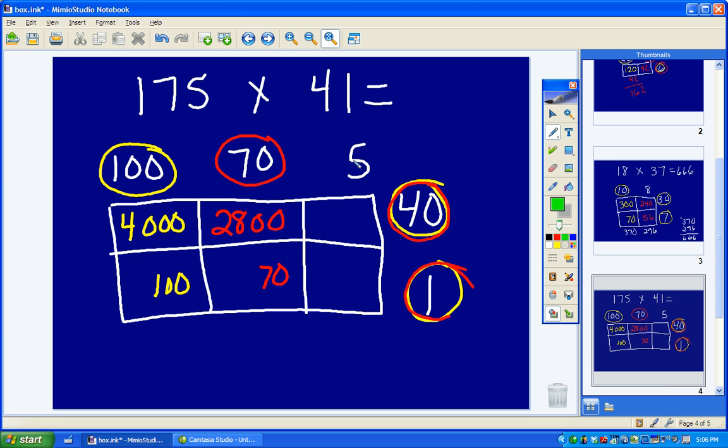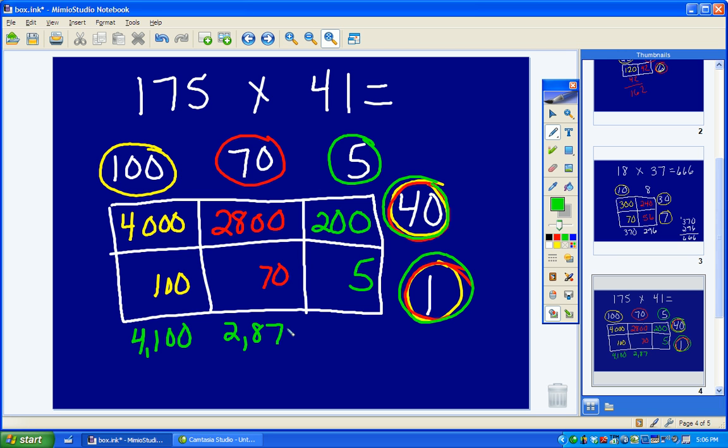And then go into my ones place. 5 times 40. 5 times 4 is 20. I see another 0, so it's 200. And then 5 times 1 is 5. Now I have to add these up. These are my partial products. This would be 4,100. This would be 2,870. And this would be 205. And then I would want to add from there these 3 products.